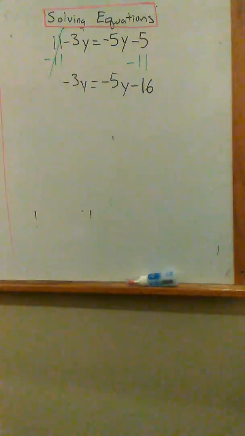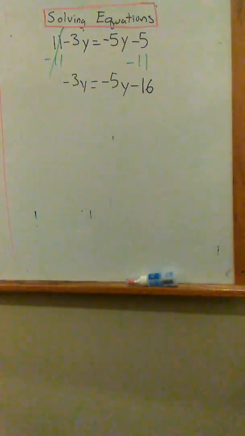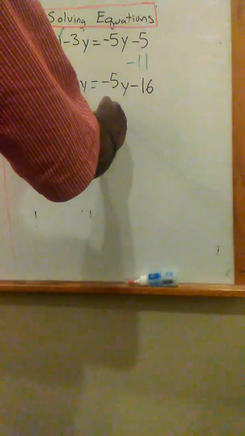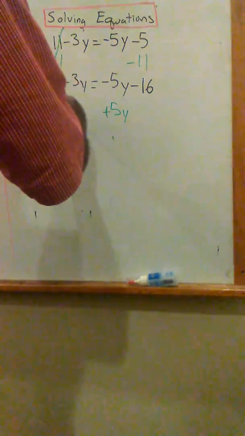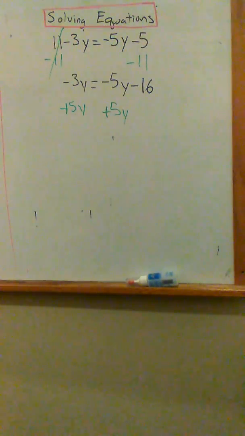So how do you properly move a negative 5y from the right-hand side to the left-hand side? Add, subtract, multiply, divide. In this case, it'll be add, and what are you going to add? Yes, 5y. And you remember, I'm saying it 3 times. You add 5y to both sides of the equal sign.